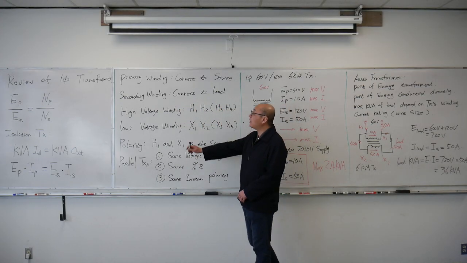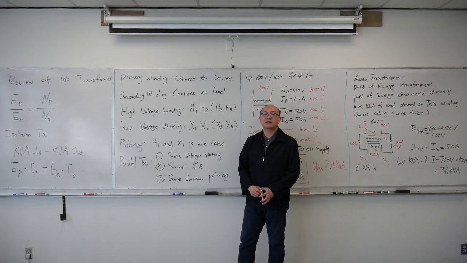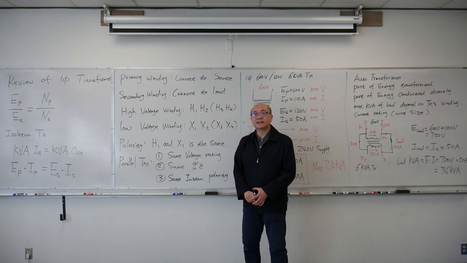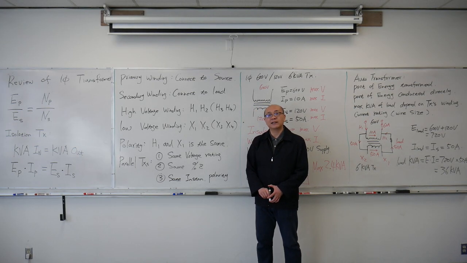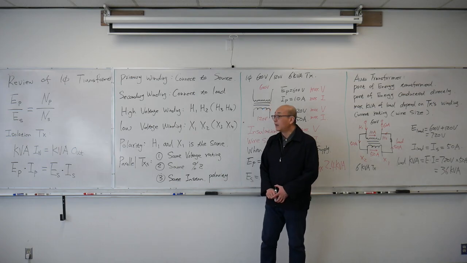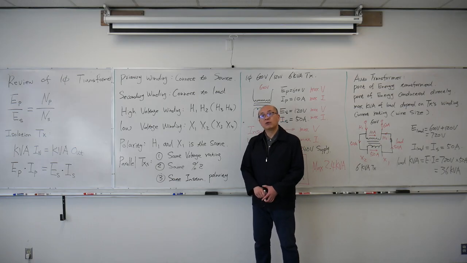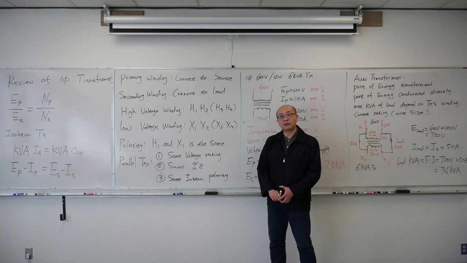Another thing, when we talk about transformers, we're talking about primary winding, secondary winding, high voltage winding, and low voltage winding. The primary winding is the winding connected to the source. The secondary winding is the winding connected to the load. The high voltage winding has more turns, so when we connect the transformer in the circuit, it will have a higher voltage. The low voltage winding is the one where the voltage on the winding will be lower. This depends on whether we're using a step up or step down transformer.